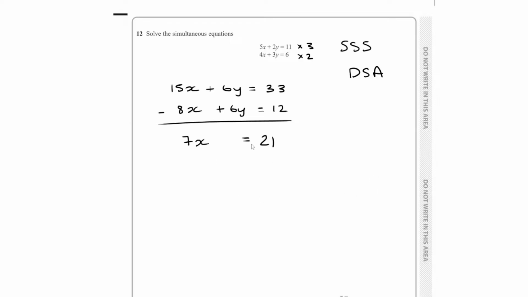Okay, so obviously then I've got 7x is equal to 21. That's just a normal linear equation. So I'm going to divide by 7 on both sides, which gives me x is 3. So we've got one. Once you've got the first one, then the second one is really easy. And it's the same for both methods.